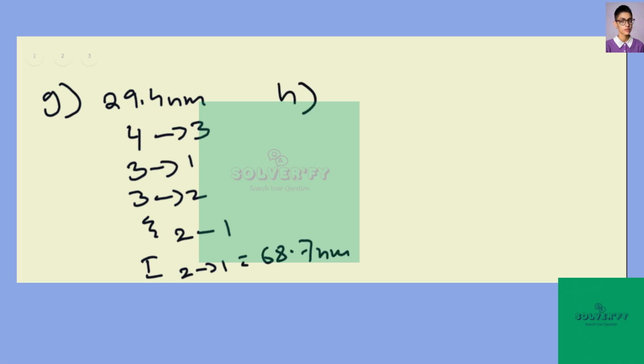Part H, the shortest wavelength that can next be emitted is 3 to 1, that is 25.8 nanometer.